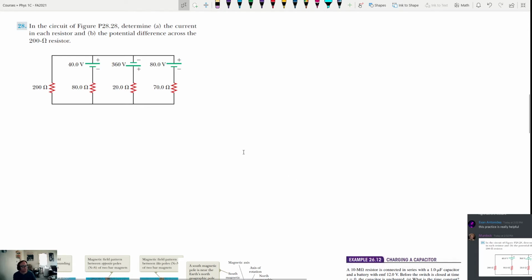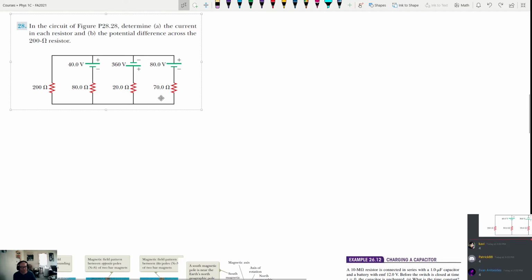But what I want you to do is write down the junction rule and the loop rules in this case. How many loop rules are we going to need? There's 3 different segments, right? So we're going to need 4 equations, but there's going to be 3 rules.